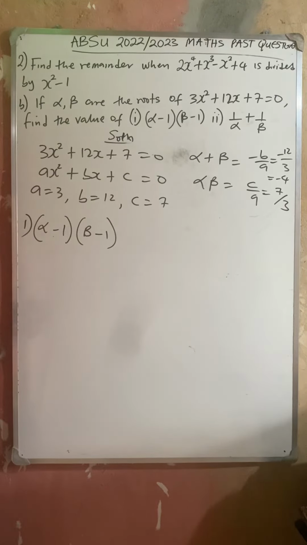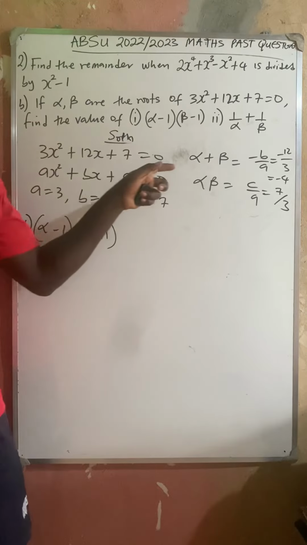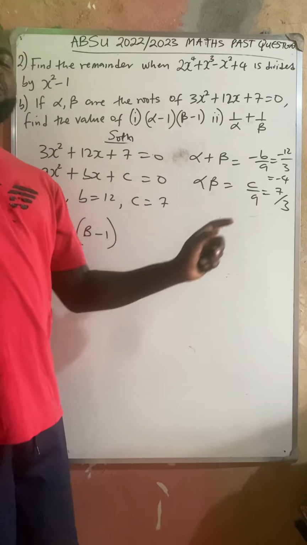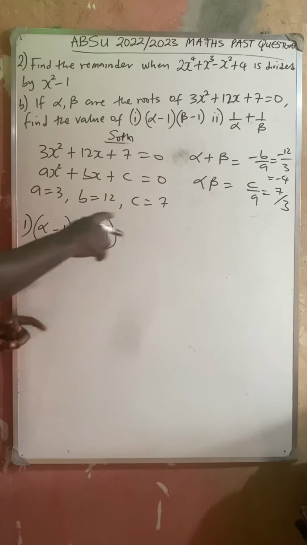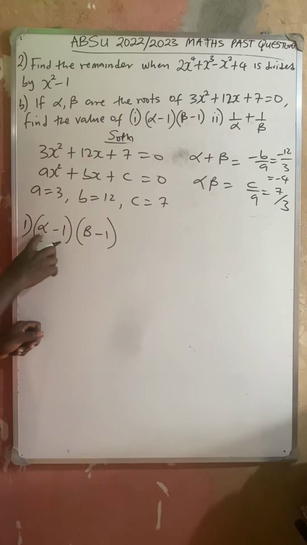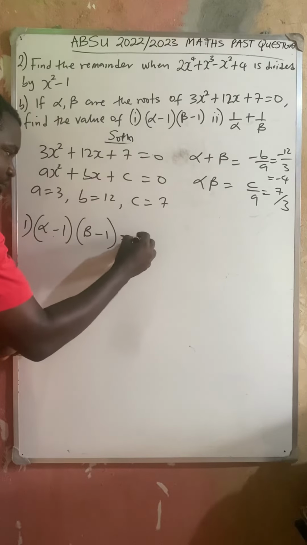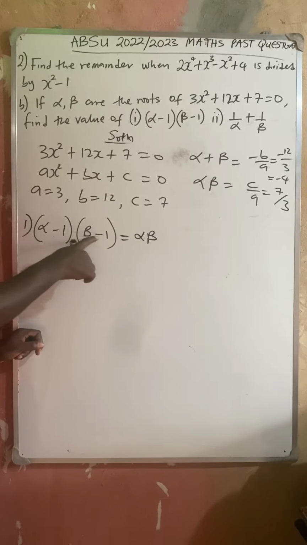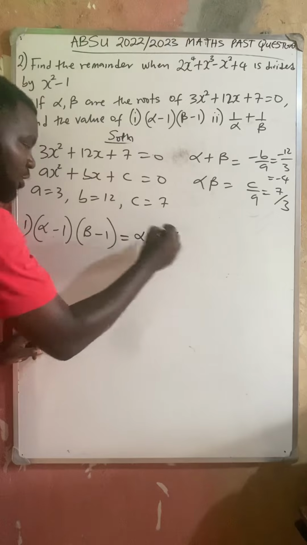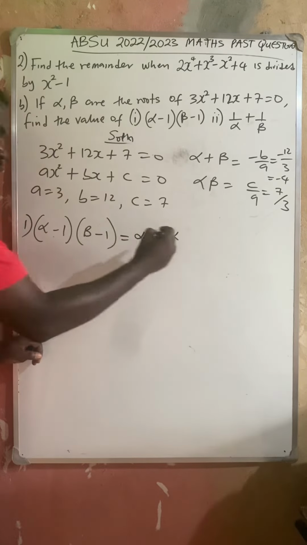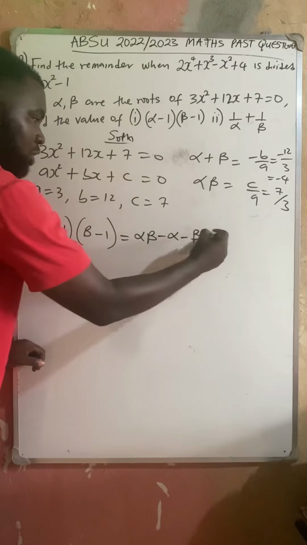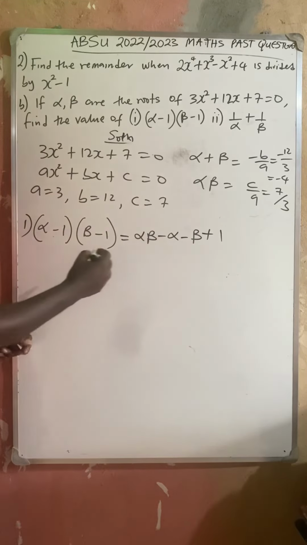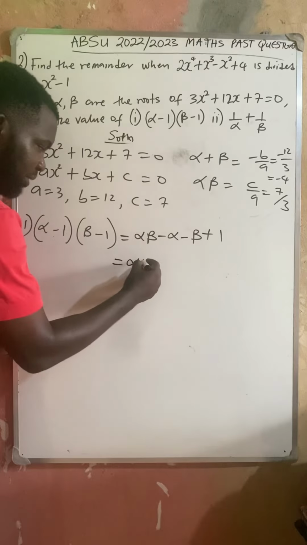Now, anything you are doing, you try to get what is exactly alpha beta and alpha plus beta. You have to shape this thing to be like this. So how do we do it? Let's try to open the bracket and see what happens. Alpha times beta will give you what? Alpha beta. Alpha times minus 1 will give you minus alpha. Minus 1 times beta will give you minus beta. Minus times minus is plus. 1 times 1 is what? Plus 1.